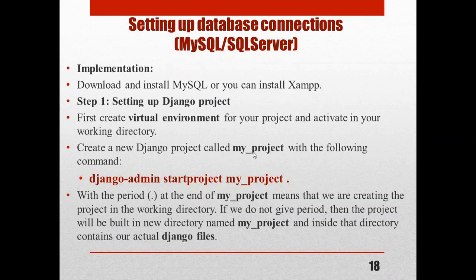Create a Django project called myproject with the command shown here. You can write the command at the command line: django-admin startproject myproject followed by a period. Here myproject is the project name, and the period at the end means that we are creating the project in the working directory.